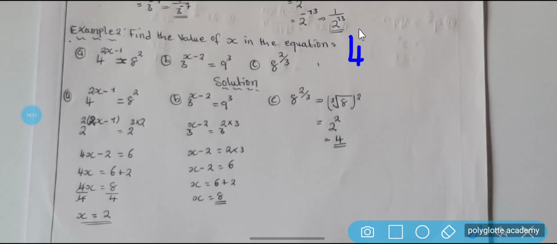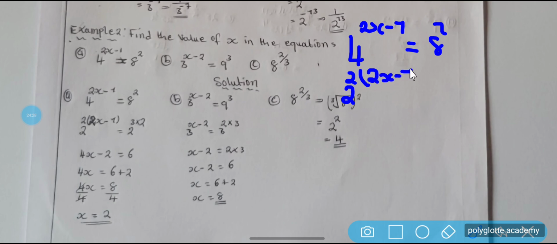So 4 to the power 2x minus 1 equal to 8 to the power 2. So 2 to the power 2 times this quantity, 2x minus 1, close the bracket, equal to 2 to the power 3 times 2. So let's move on.